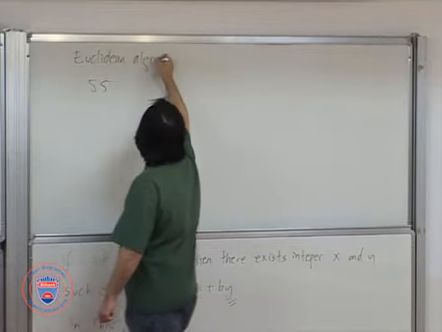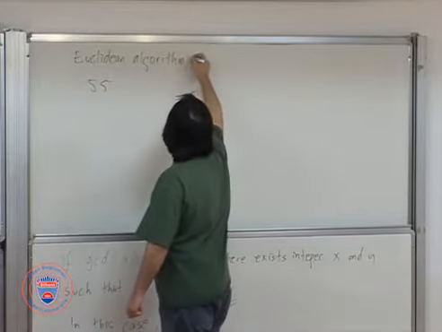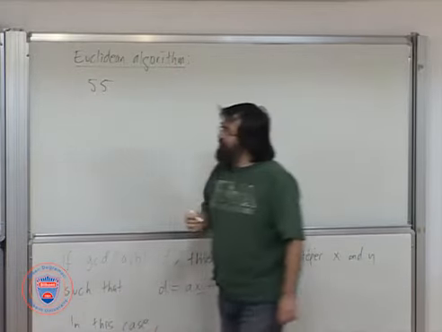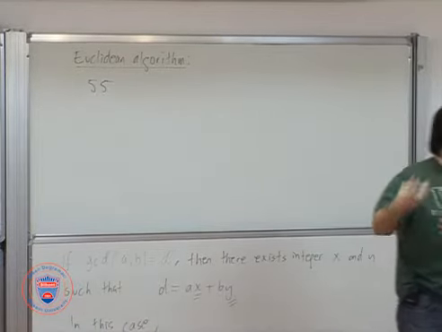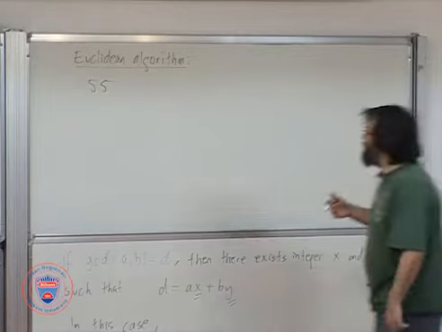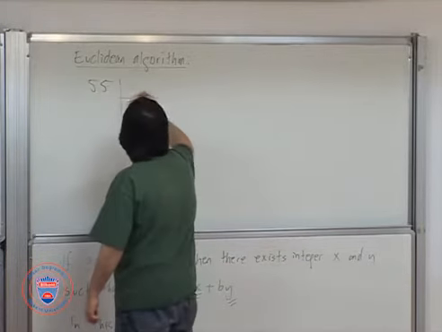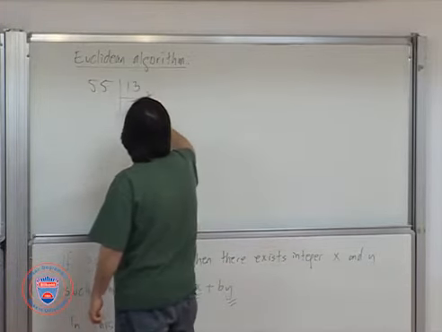One of the ways was using the Euclidean algorithm, right? And how did it work? We took the big number, divided by the small number, and then we keep doing some process. So let's do that process to see 1.